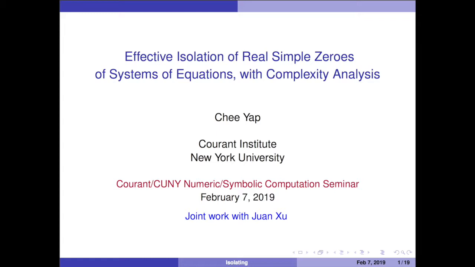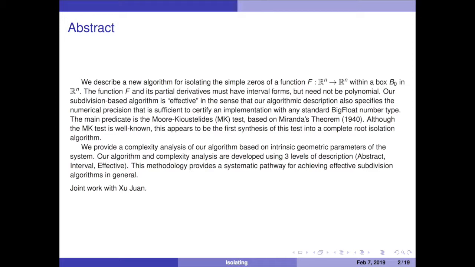I guess the term that I'm using here, effective, needs a bit of explanation. Isolation: we want to isolate roots. That is, for each root, we need a box that contains a single root, and not more than one, and not zero, for instance. We are interested in the real case, and we talk about systems of equations, not necessarily polynomial. We'll do some complexity analysis for this. This is joint work with Joan from Beihang University.